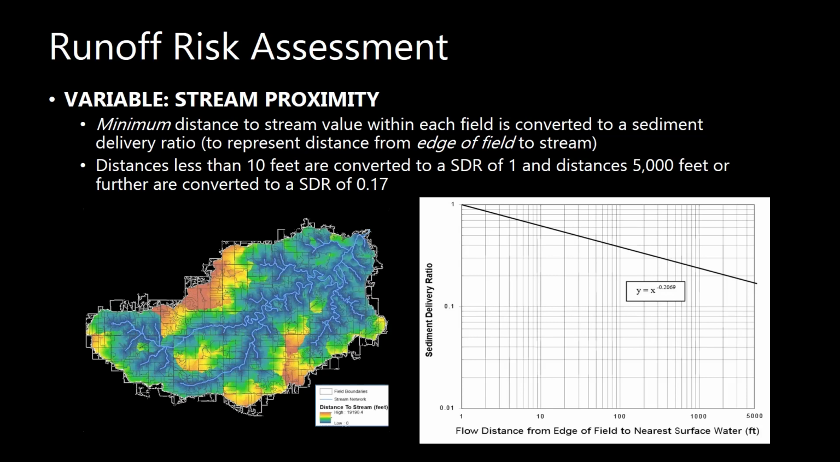The first variable of the runoff risk assessment is stream proximity. Values from the distance to stream raster will be converted to a sediment delivery ratio, and this is going to represent the distance from each edge of the agricultural field. This has a range of 0.17 to 1, where distances less than 10 feet are converted to a sediment delivery ratio of 1, indicating that they're very close to the stream, and distances that are 5,000 feet or greater away are converted to a sediment delivery ratio of 0.17.